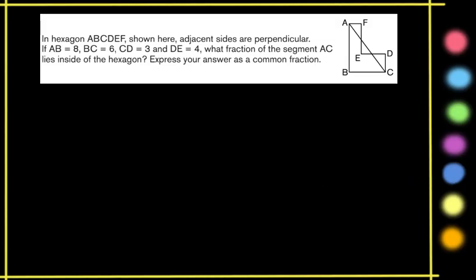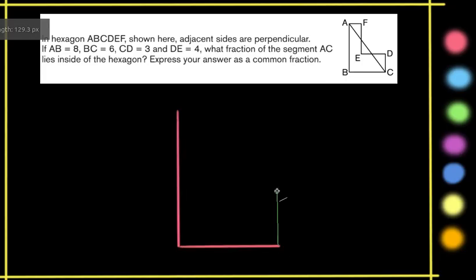This one says in hexagon ABCDEF, shown here. So ABCDEF is a hexagon, right? Because it's got 6 sides. Adjacent sides are perpendicular. Okay, so let's draw it. Let's see, we've got A to B here, B to C here, C to D up to there, D to E, E to F. And that doesn't look very perpendicular, but it's good enough. So all of these are perpendicular, okay?